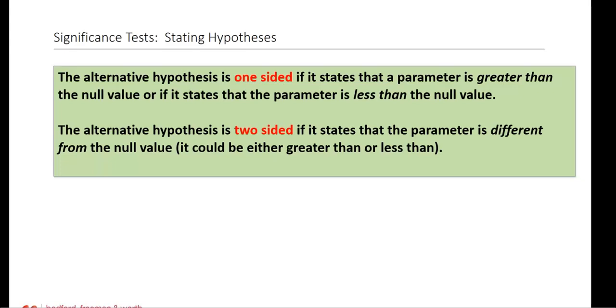The alternate, there's two types of alternate. One is a one-sided. So one-sided is when they say, I think it's going to be greater than the null value, or I think it's going to be less than the null value. Two-sided is if they just say words like, I think the true parameter is just different than the null value. So when we say it's different, that just means it might be bigger, it might be smaller, but I just don't think it's right. So two-sided is when we don't know which direction, if it's going to be a larger percentage or smaller percentage or larger mean or smaller mean, but we just think it's going to be different.